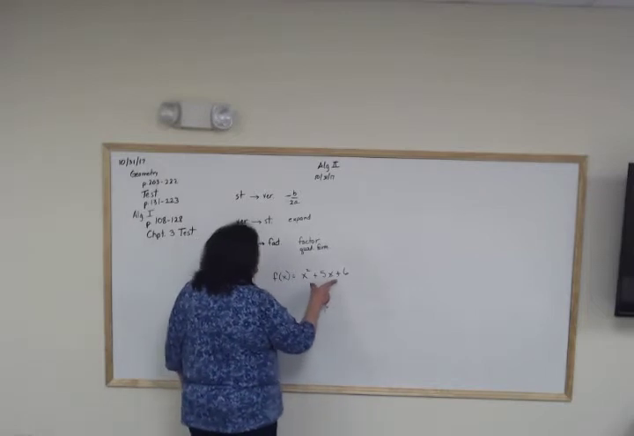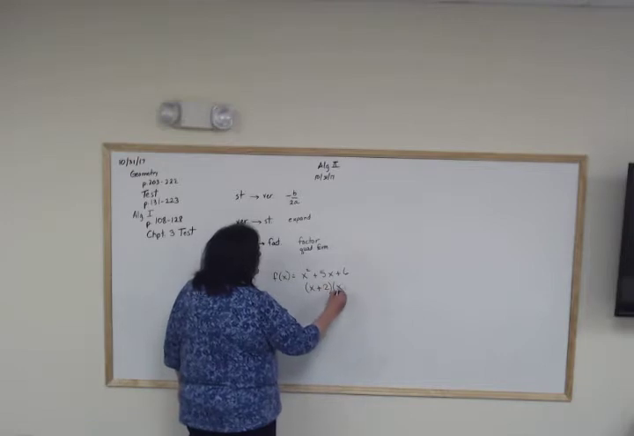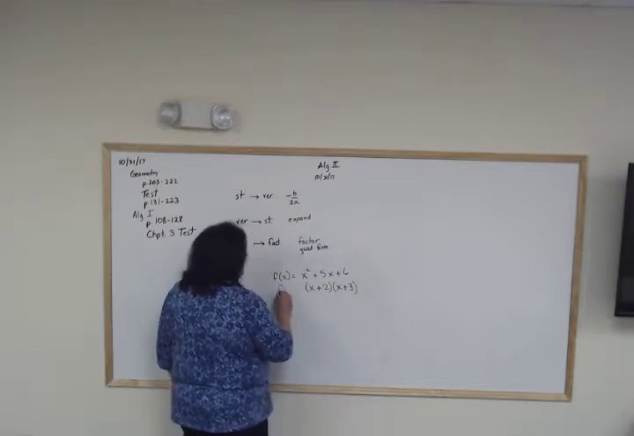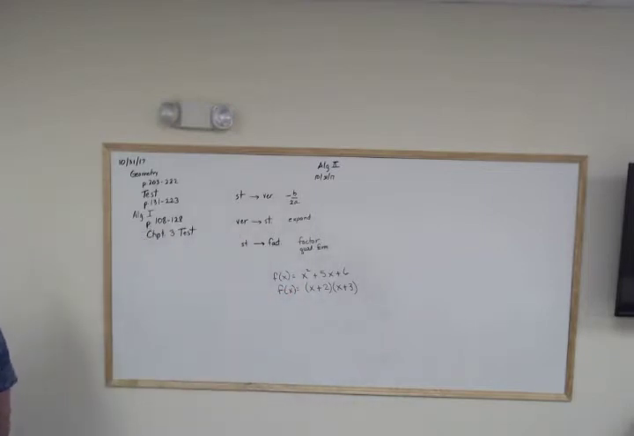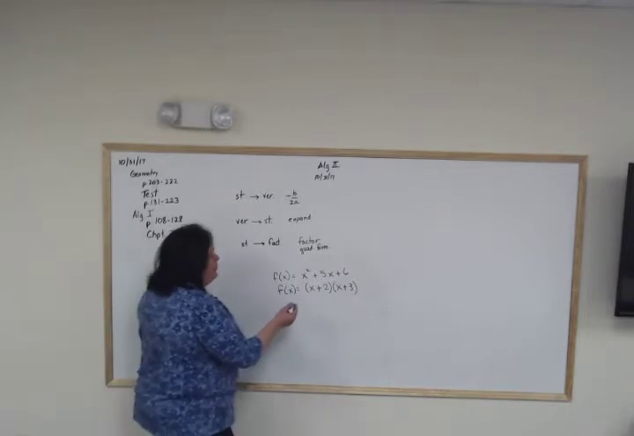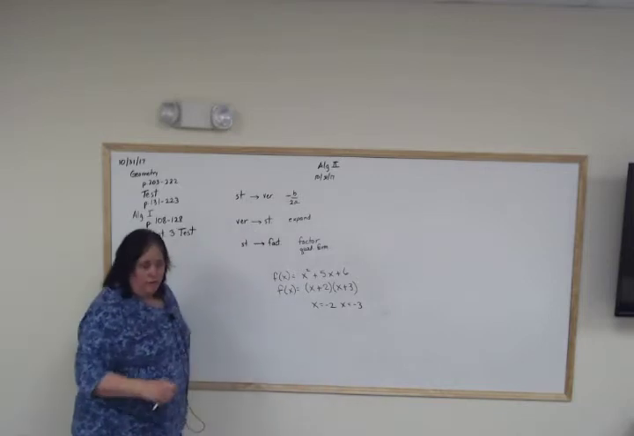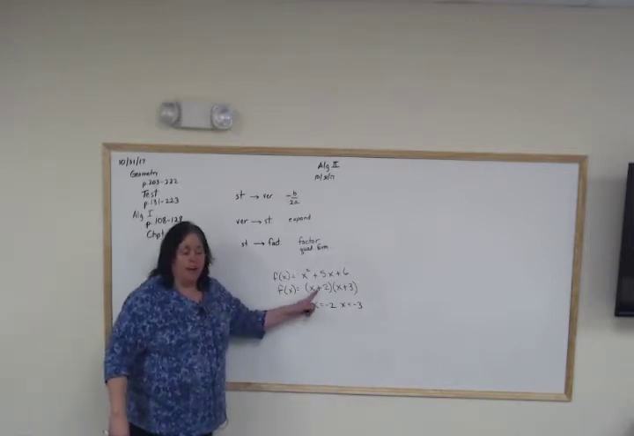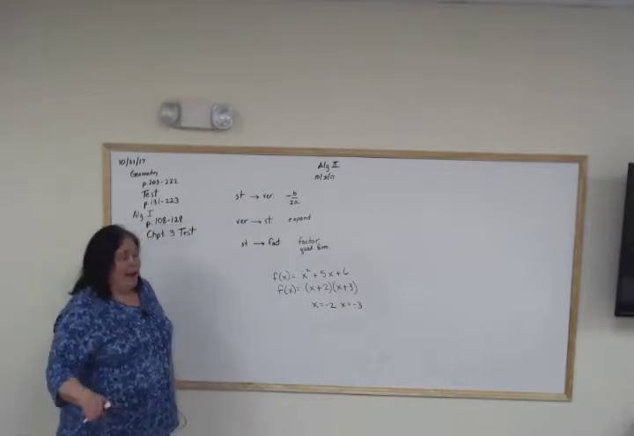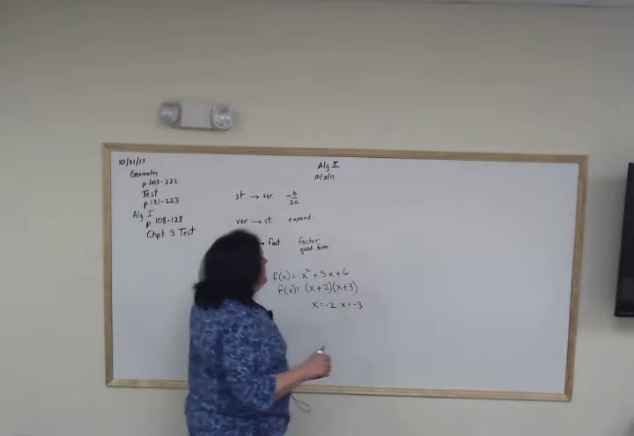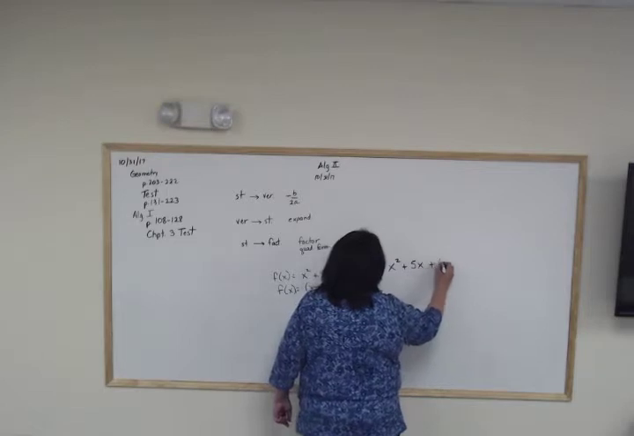To go from standard form to factored form, all I do is factor it, right? Now my zeros are x equals negative 2 and x equals negative 3. Right, Matthew? Those are my zeros. I can only get those from factored form, right? Or the quadratic formula.